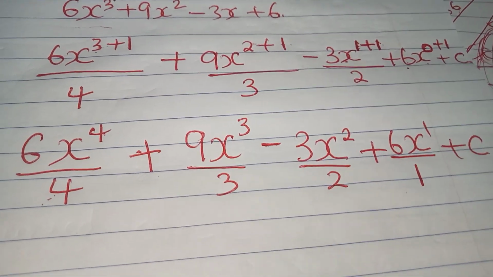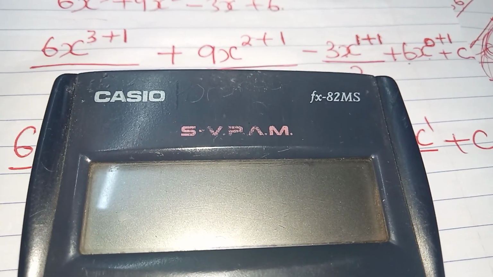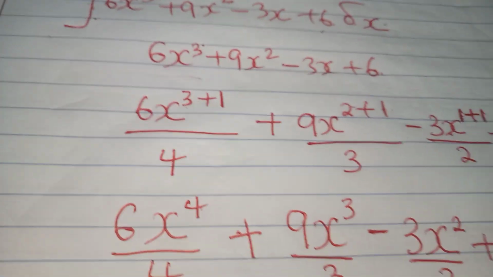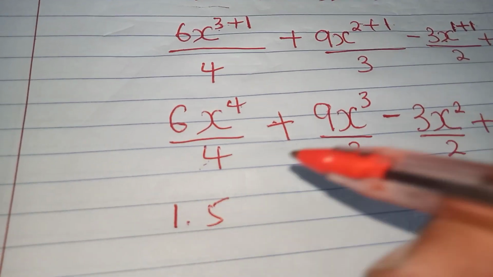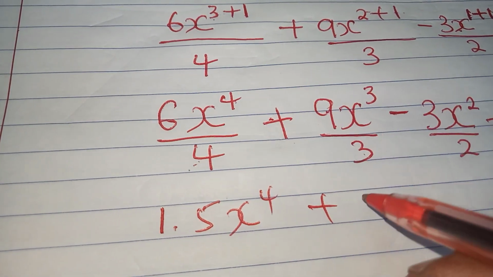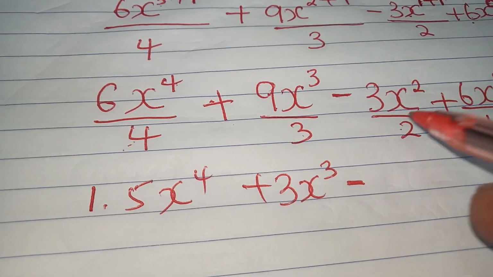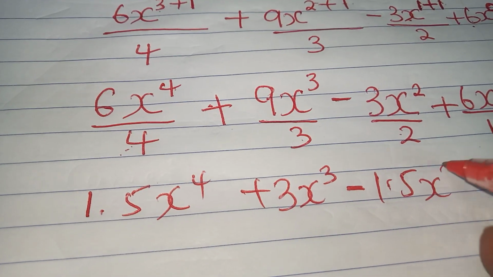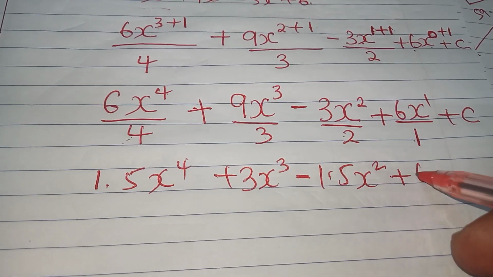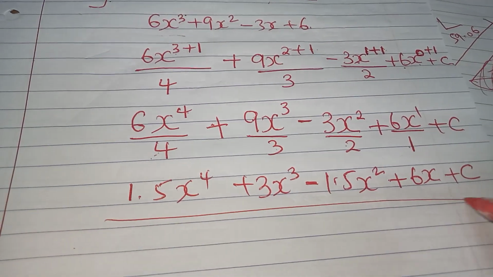So I'll simplify further. So I'm going to say 6 divided by 4. That gives me 1.5. So I'll have 1.5x raised to 4 plus 3 into 9, that is just 3x cubed, less 3 divided by 2, 1.5x squared, then plus 6 divided by 1, that is 6x, then plus c. So we have integrated our function.